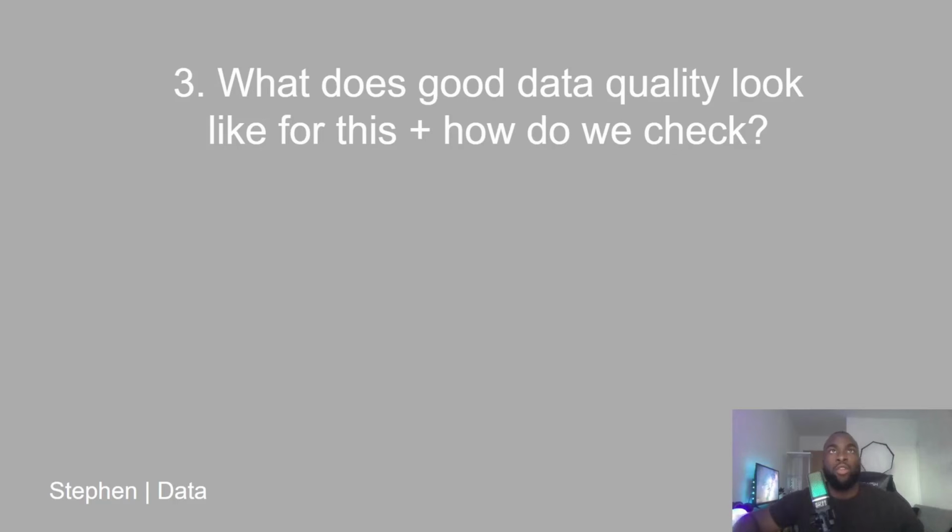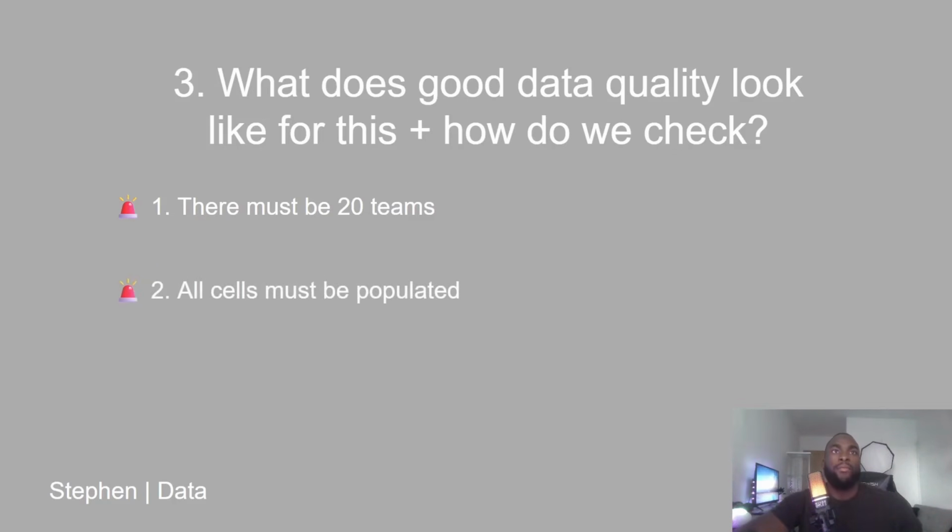Number three, what does good data quality look like for this? And how do we check? So there are expectations for the table itself. What do we want this table to look like? What data quality rules do we want in place? Number one, there must be 20 teams. So that sounds obvious, but we need to make sure that there are no blank cells in any of the team names. Number two, all cells must be populated. So there is no cell in this table that's allowed to be empty.